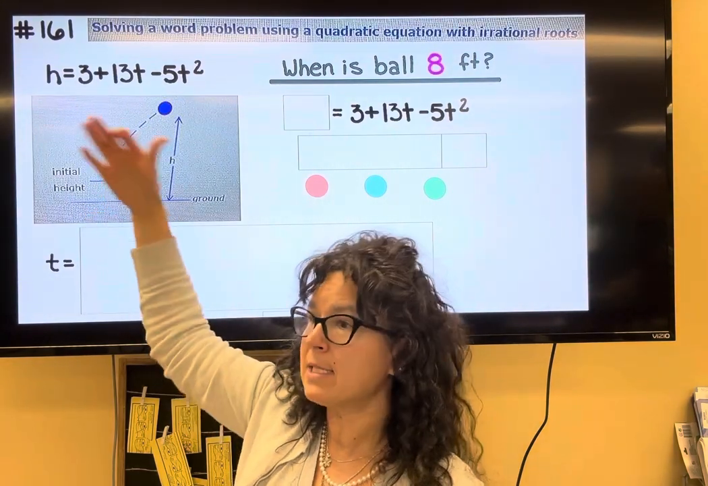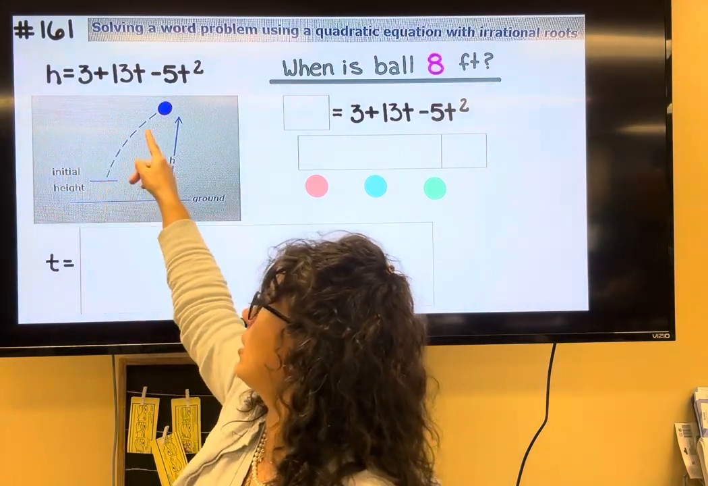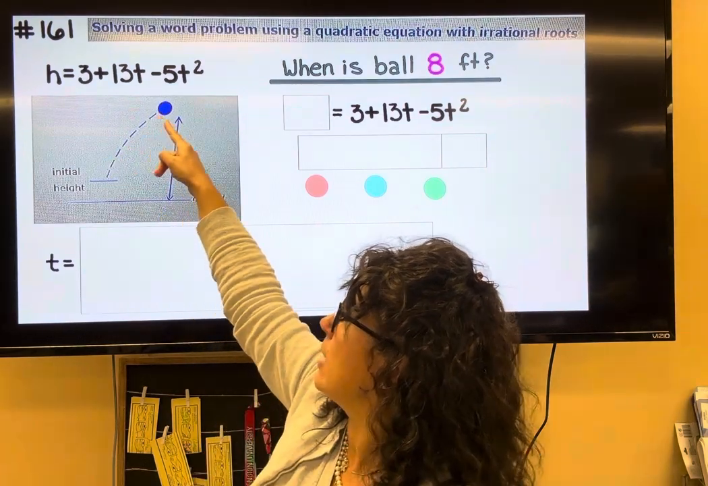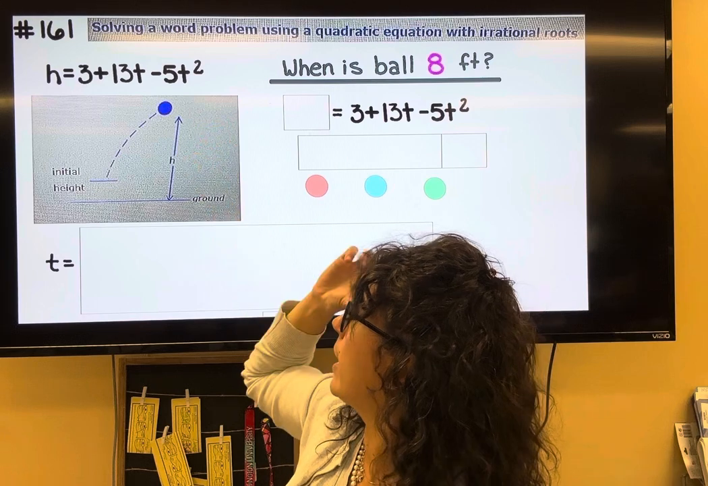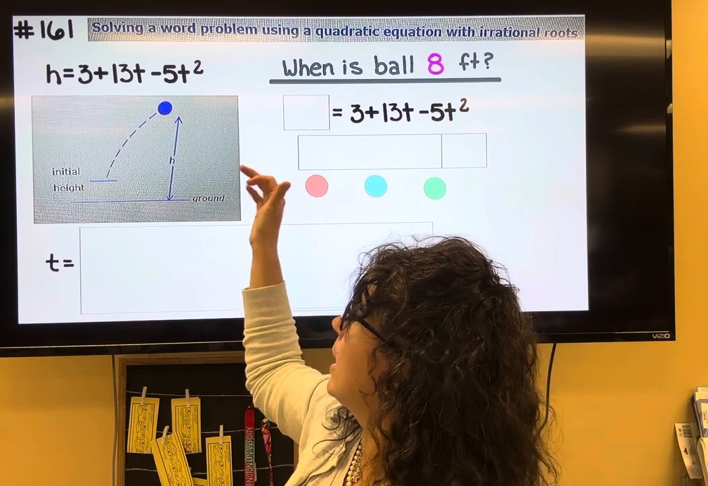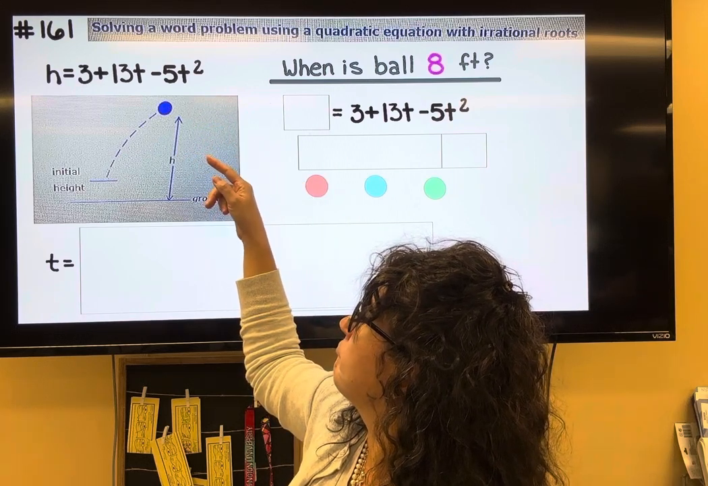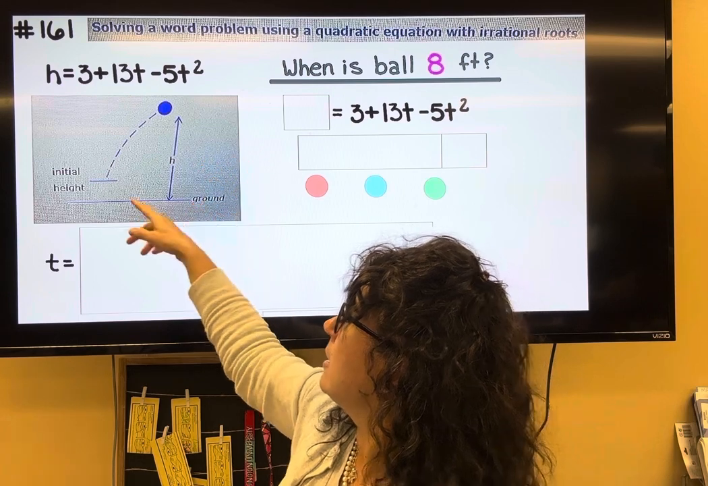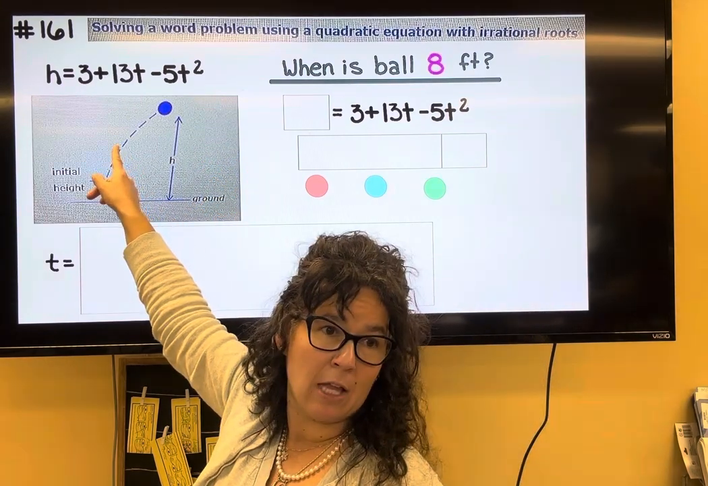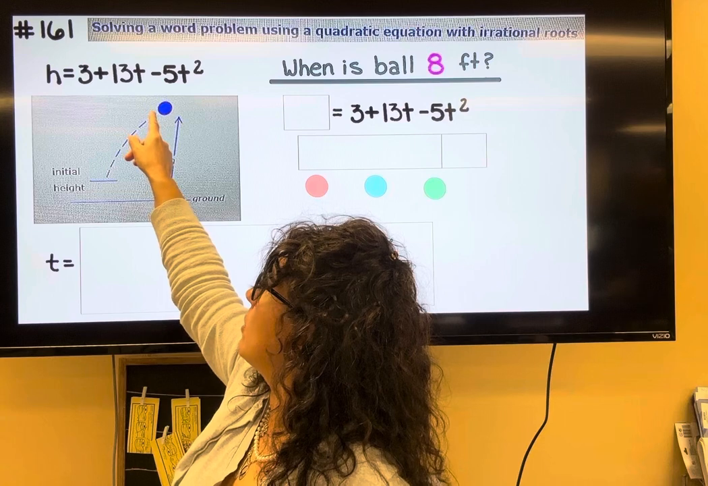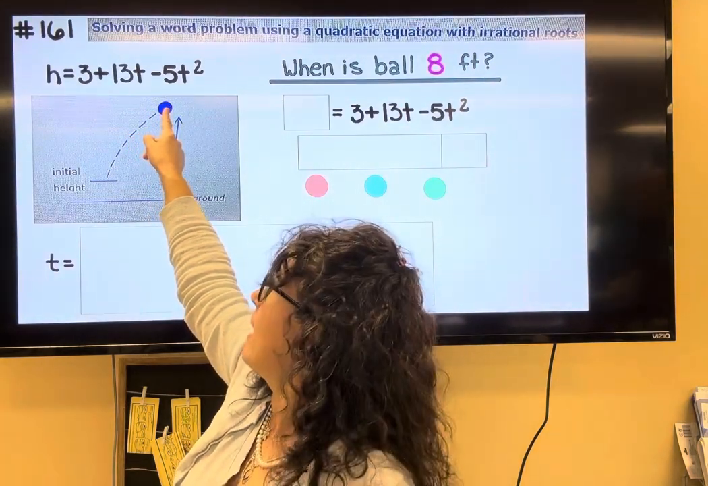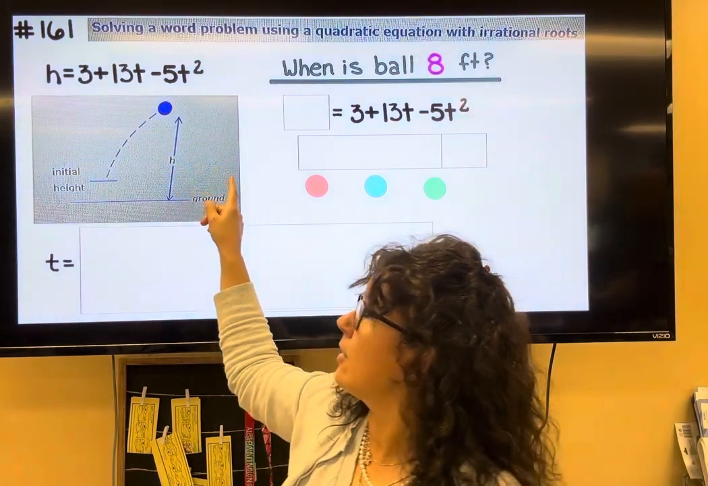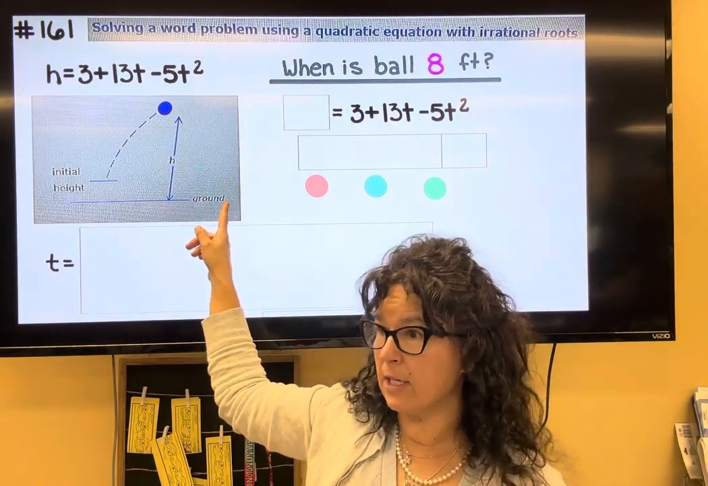Okay, but then 1 second goes by, so it gets thrown up here. If I substitute in 1, 3 plus 13 times 1 minus 5 times 1 squared, we're going to end up with, what is that, 8, 9, 10, 11. So at time 1, it'll be at a height of 11. It's going to keep going up, keep going up, to the highest it ever is, and then it's going to come down, and eventually the height of the ball is 0.